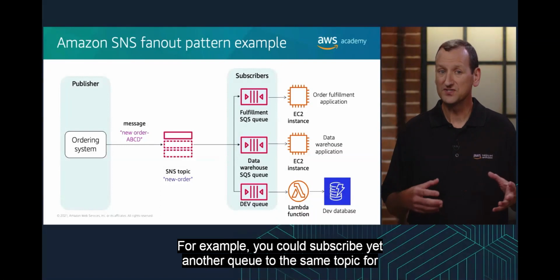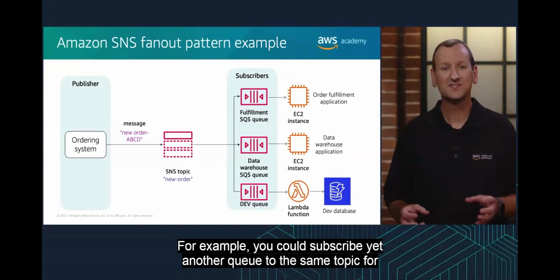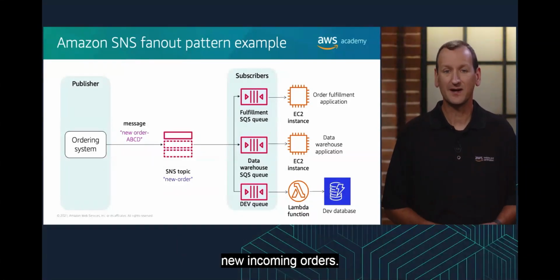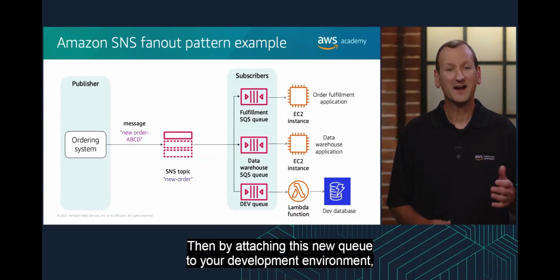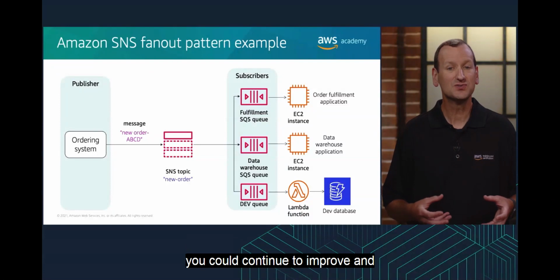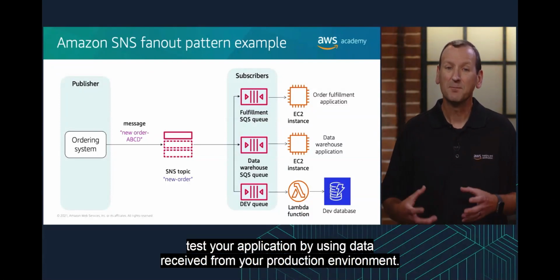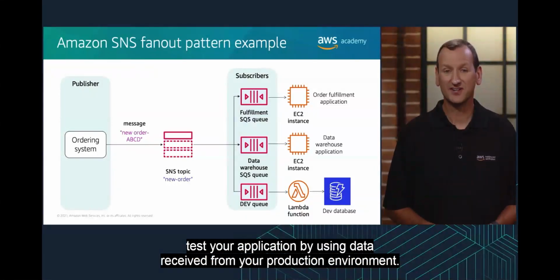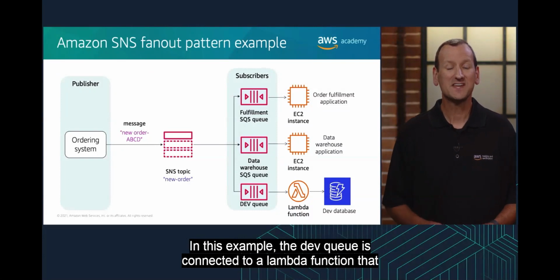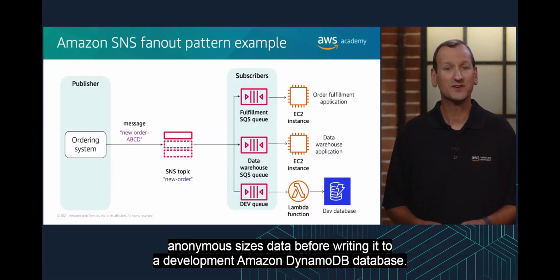For example, you could subscribe yet another queue to the same topic for new incoming orders. Then, by attaching this new queue to your development environment, you could continue to improve and test your application by using data received from your production environment. In this example, the dev queue is connected to a Lambda function that anonymizes data before writing it to a development Amazon DynamoDB database.